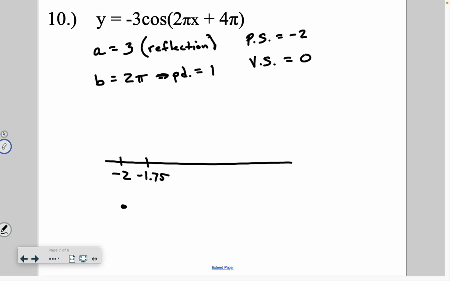What will happen at that value? Midline, maximum, or minimum? Yep, we go up to a midline. What's the next point going to occur at? And it's going to be -1.5, another 1/4 of the period. That will be up here at a maximum value.